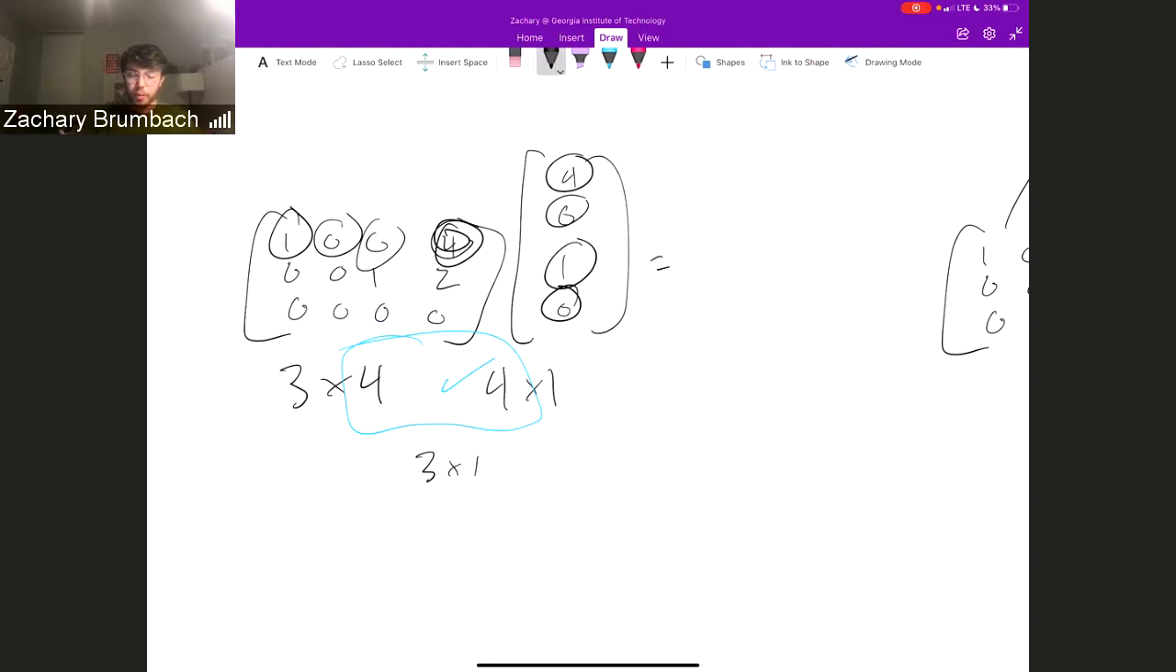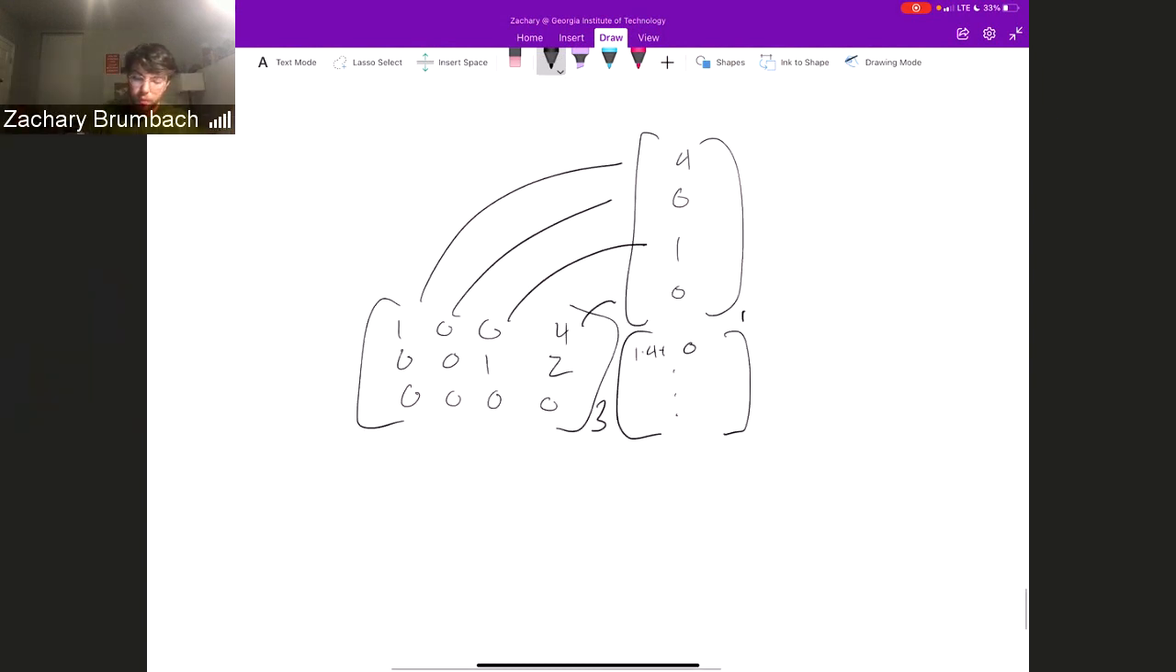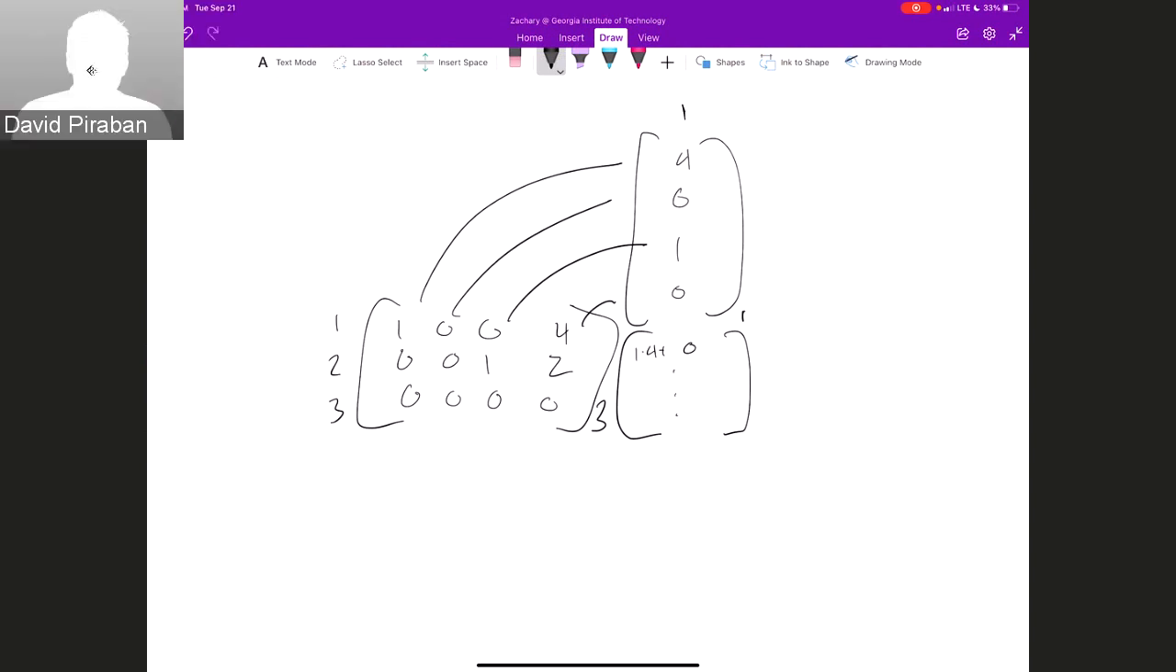Yeah. So essentially, how that works is, here's a better place to see it. We have 1, 2, 3 going this way, and 1 going this way, and they combine to get a 3 by 1. Got it. Okay, thanks.